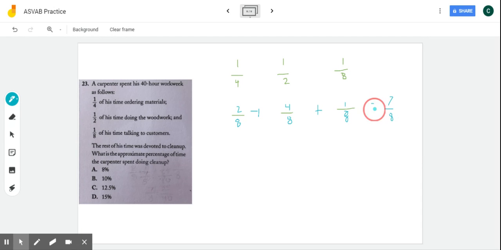So remember that 1 whole, in terms of eighths, would be 8 over 8. So his whole time would be 8 out of 8. He spends 7/8 of his time doing other things. So if we do 8 over 8 minus 7 over 8, then 1/8 is left doing everything else.